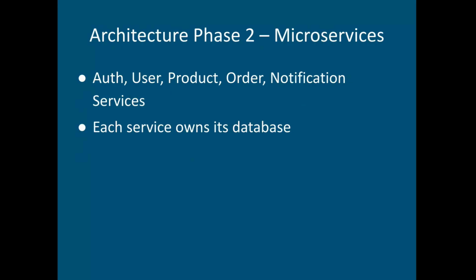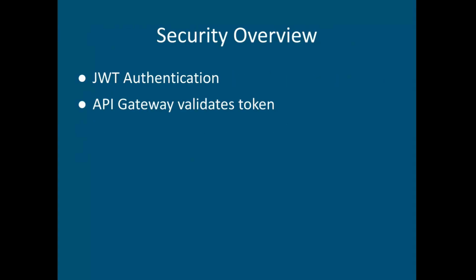This is our phase 2. In phase 2 we will look over microservices. Inside the microservices breakdown, we have divided into auth service, user service, product service, order service, and notification service. The key principle here is that each service has its own database, so that we have independent deployment and it is easily scalable and fault tolerant. Here you will learn when and why to move to microservices. We will not blindly convert everything.